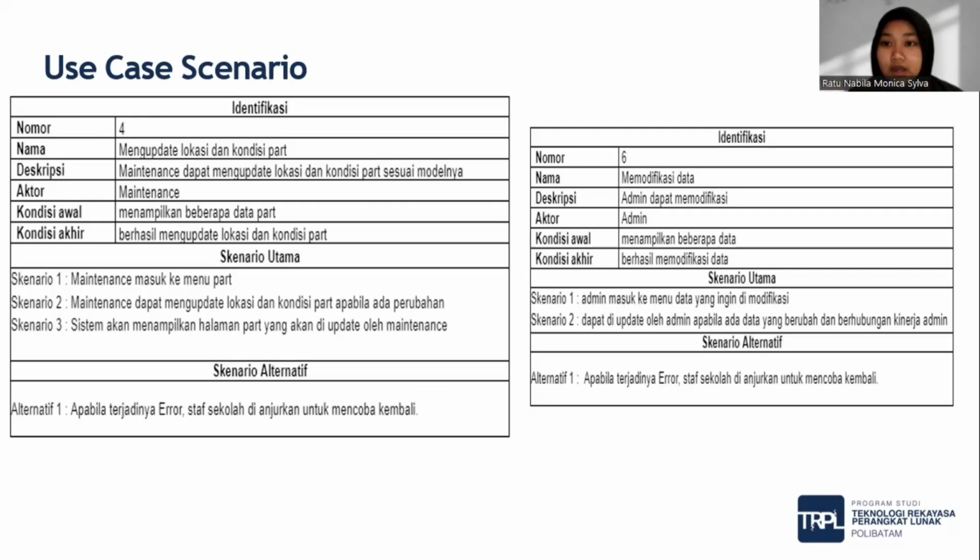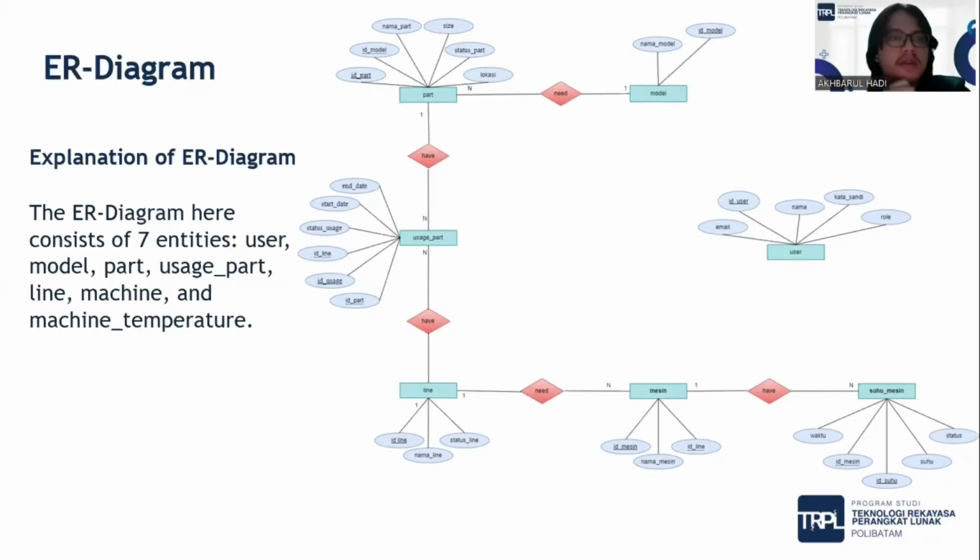Okay, on this slide we have the use case scenario. We put two here for the important things. We have updating the location and part condition, and the next one is modifying the data. The first table is for the maintenance actor, and the second one is for the admin actor.